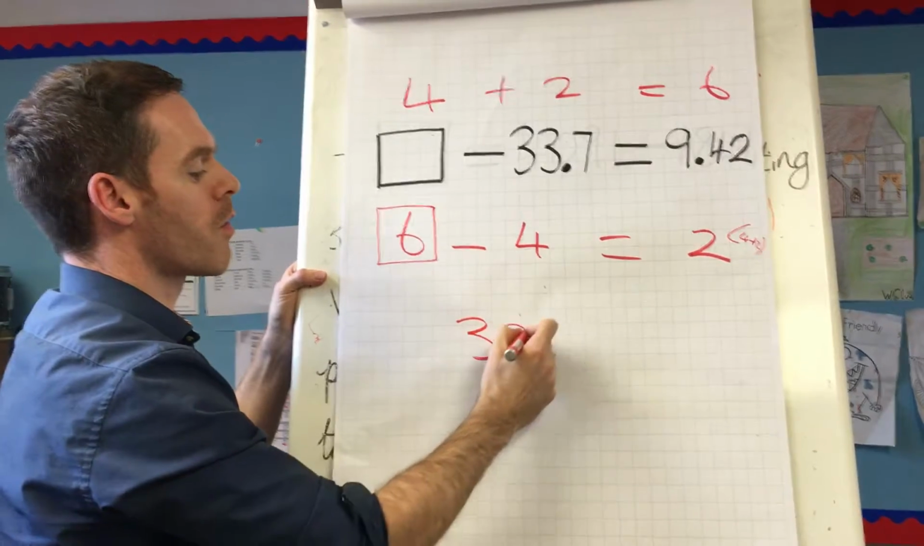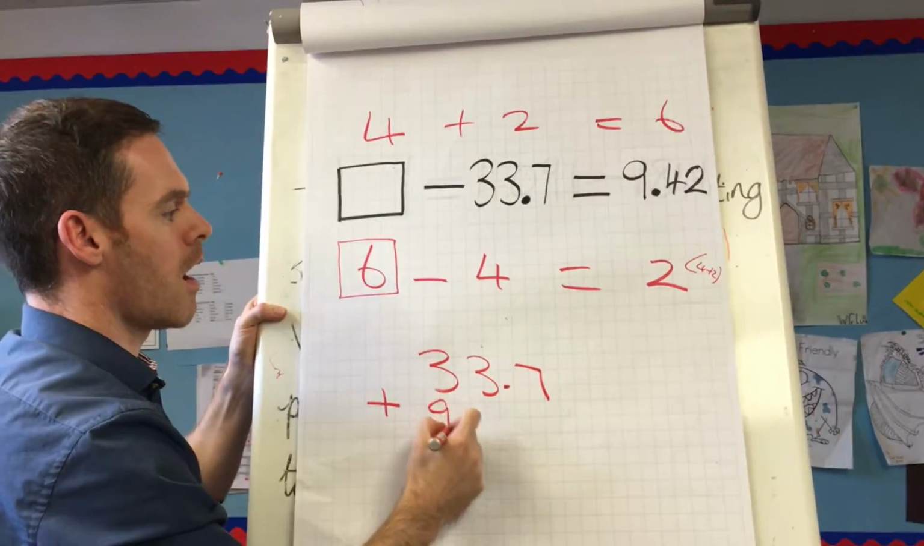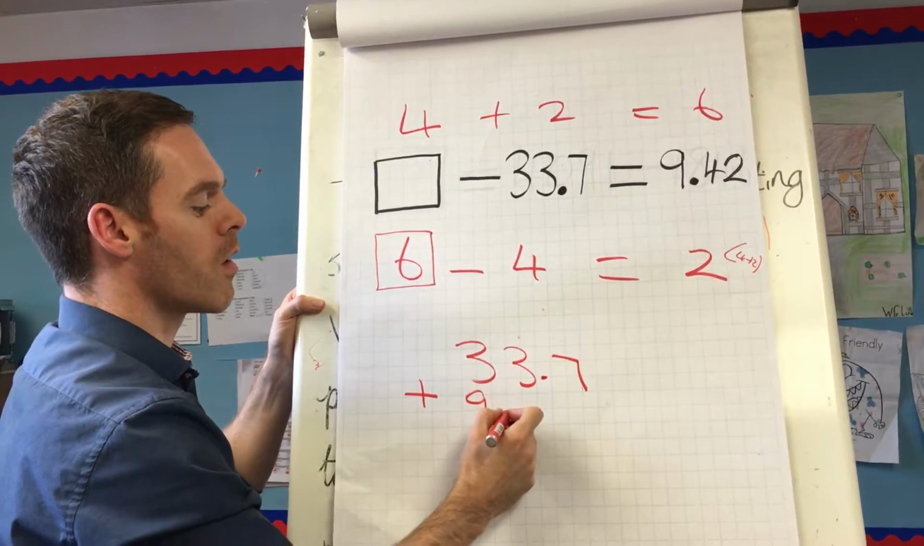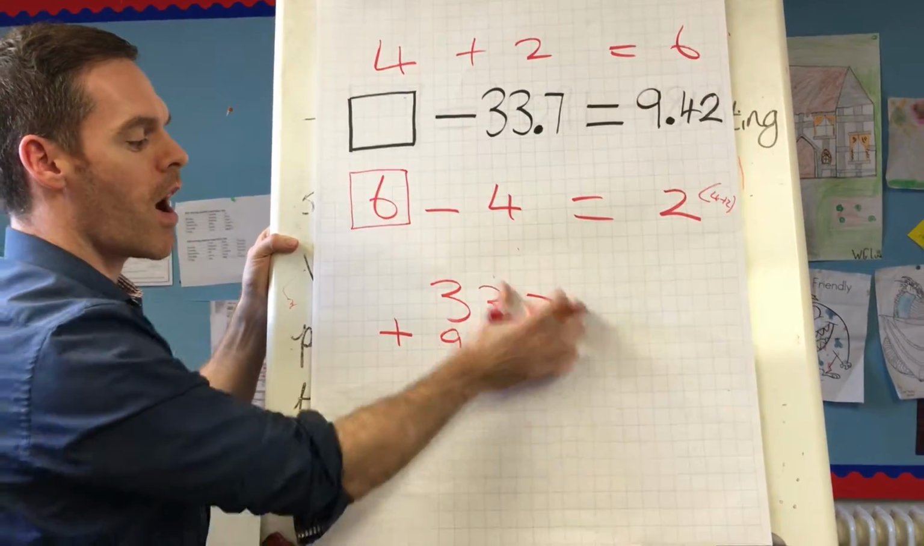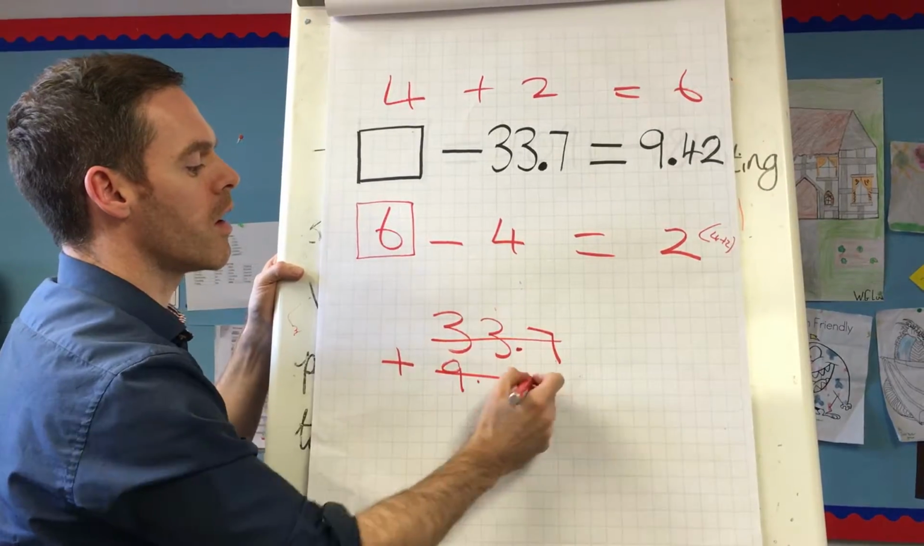So it's 33.7 plus 9.42. Now, can everybody see what I've done wrong there? I put the 9 in the wrong place. So it's really important that when we're adding numbers, we're lining our digits up correctly. So I'm going to write that one out again.